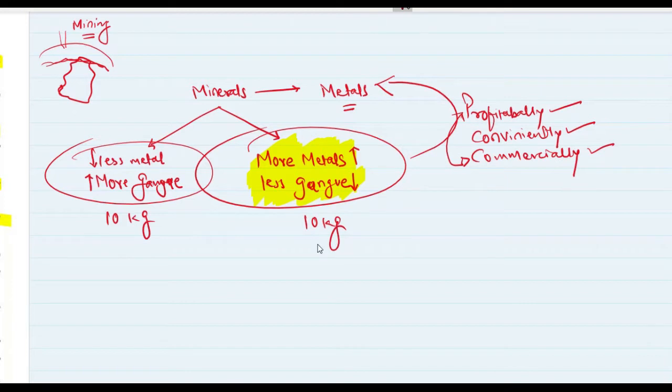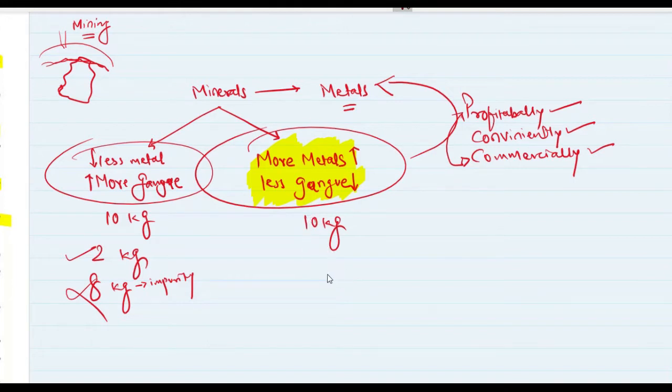You've got 10 kg of mineral, right? Now in this 10 kg mineral, how much metal is there? The metal is 2 kg, and 8 kg is impurity. Useless, only 2 kg metal. From 10 kg of mineral I am getting only 2 kg of metal, and 8 kg is impurity.